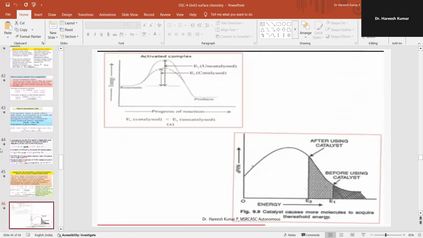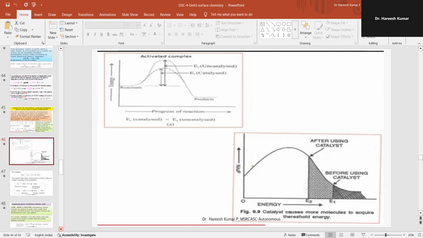Right. So here I'm showing the diagram. This is the activation energy without the catalyst, and this is the activation energy with the catalyst. That means with the catalyst, the energy barrier decreases. That's the reason the reaction proceeds faster.